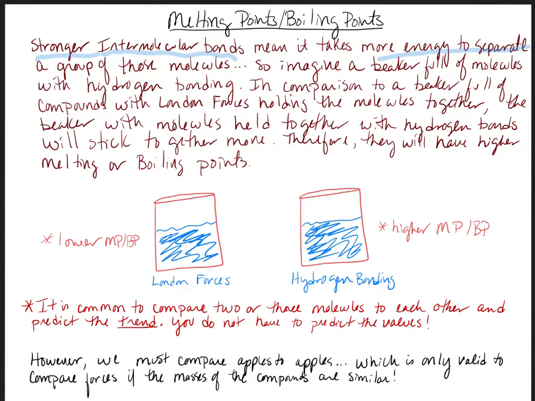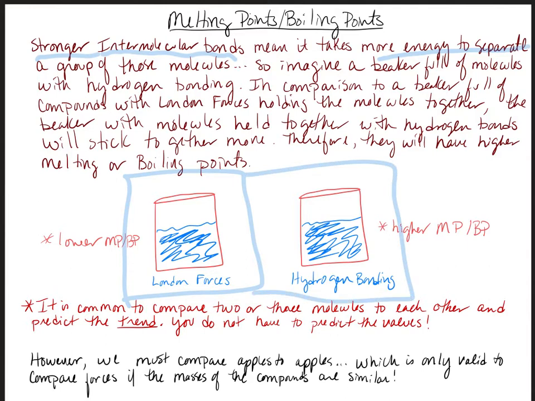unless otherwise noted. Okay, so let's compare if you have a beaker that's full of something with London forces connecting it, and a beaker full of something that has hydrogen bonding as intermolecular forces. Well, the one with the London forces is going to have a lower melting point and boiling point, and the one with the hydrogen bonding is going to have a higher melting point and boiling point. Now, we typically compare 2, 3, even 4 molecules, even more sometimes, to predict a trend. You do not have to predict the actual values of these melting points and boiling points.